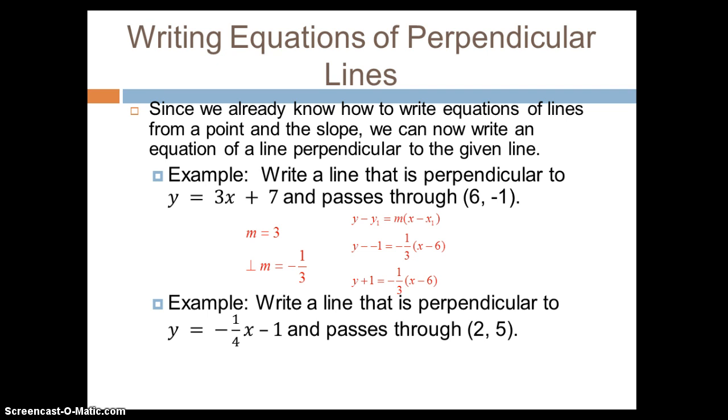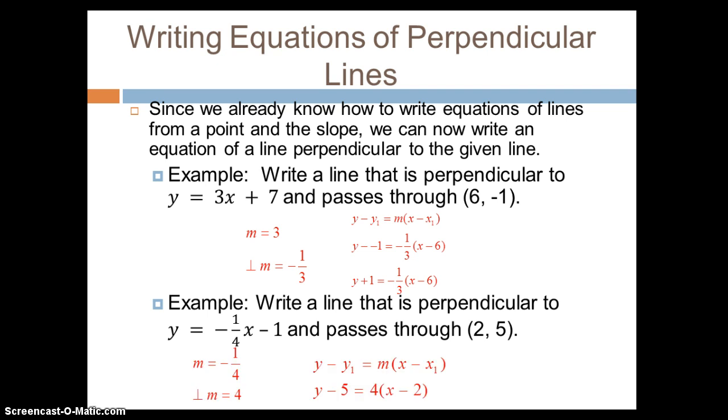And then just like we did in our last examples with parallels, we're going to plug it in our point-slope equation. And then I just simplified. Negative, negative makes a positive. So y plus 1 equals negative 1/3 x minus 6. I want you to try the second example.